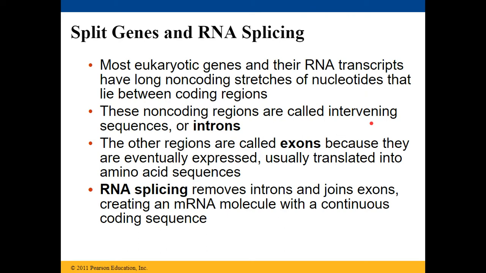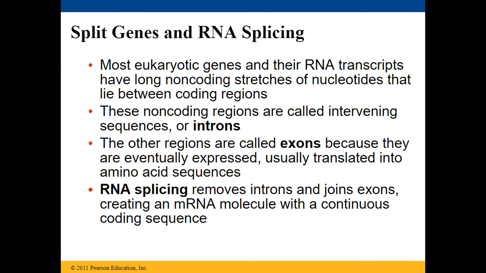Split genes and RNA splicing. So some eukaryotic genes in their RNA transcripts have long non-coding stretches, like I said before, of nucleotides that lie between the regions that actually code for that polypeptide. These non-coding regions are called intervening sequences or introns. The other regions are called exons because they eventually will become expressed and translated into that amino acid sequence.